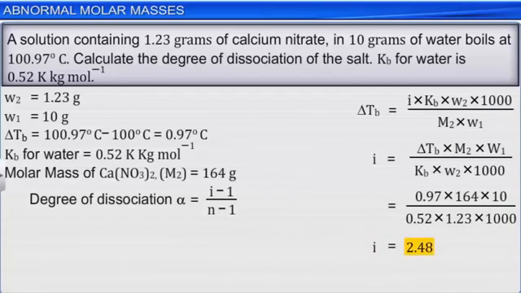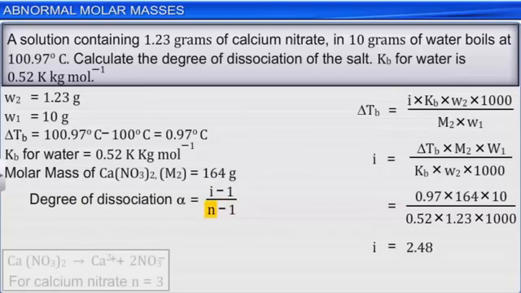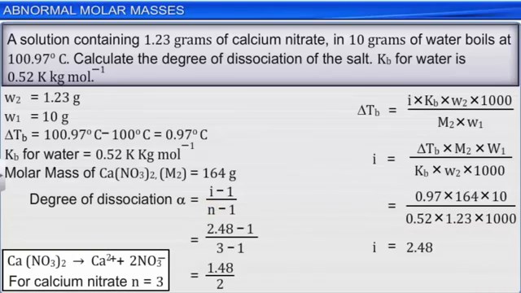Substituting for i in the equation, degree of dissociation alpha is equal to (i minus 1) divided by (n minus 1). Now, n for calcium nitrate is 3. On solving, we get the degree of dissociation alpha is equal to 0.74.